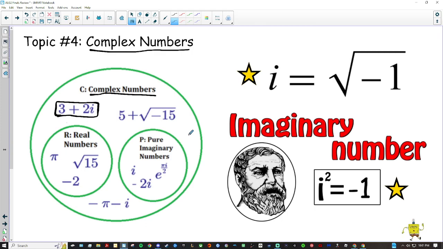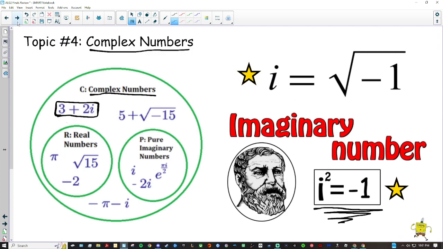Two big facts you must know. One, i is created when we take the square root of -1. The square root of -1 is i. Make sure you know this fact. Get it on your notes. Second, i squared. This is super important today when we start doing our operations. i squared is -1. If you ever have an i squared on your page, you're going to change it to a -1. Keep that in mind. Make sure everything that's starred is on your notes.